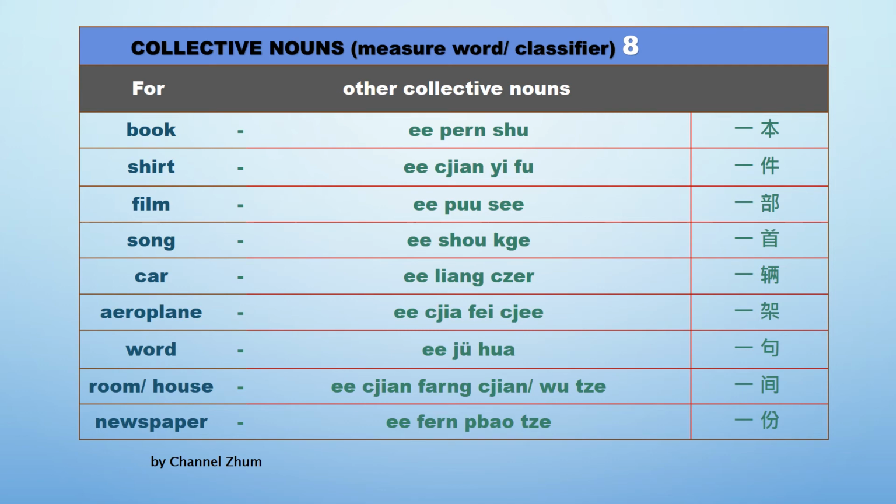For book, 一本书. Shirt, 一件衣服. Film, 一部戏. Song, 一首歌. Car, 一辆车. Aeroplane, 一架飞机. Word, 一句话. Room or house, 一间. 一间房间, 一间屋子. Newspaper, 一份报纸.